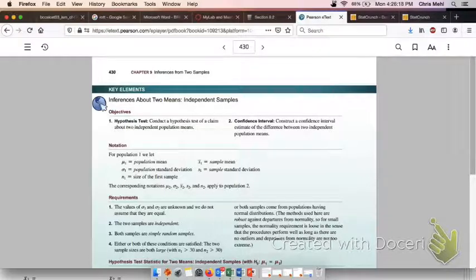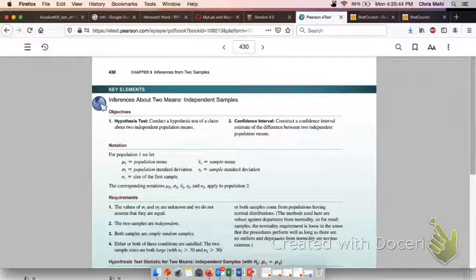So first of all, again, there's a hypothesis test to conduct a test of a claim about two independent population means. So just like remember when we did two sample proportions, your hypothesis test or confidence interval is always trying to find a difference in the population proportions, or in this case, the population means.